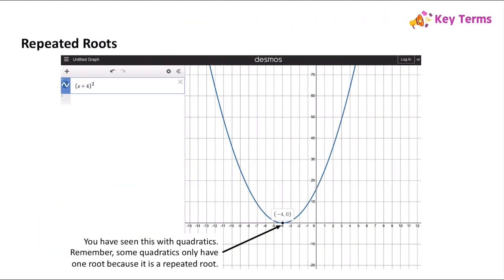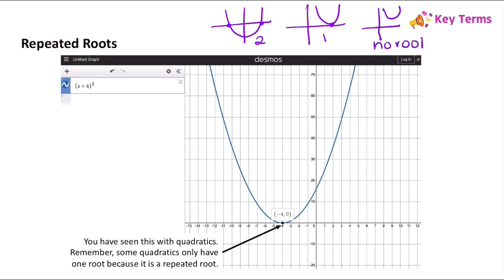Remember when you were graphing quadratics, we talked about the 3 situations with quadratics, right? We said that a quadratic can cross the x-axis twice, which is what the majority of our quadratics do. We say it crosses twice, so it has 2 roots. And then there are some quadratics that just kind of look like they're sitting on the x-axis, and those have 1 root. And then we have those quadratics that kind of hover above the x-axis, and those have no roots. So it's just that idea. The quadratics that had 1 root are the ones that had a repeated root.